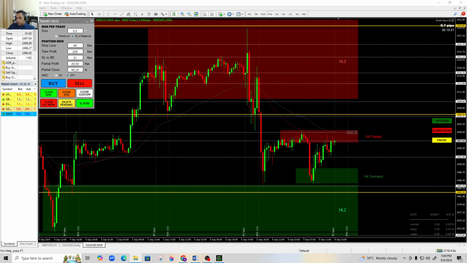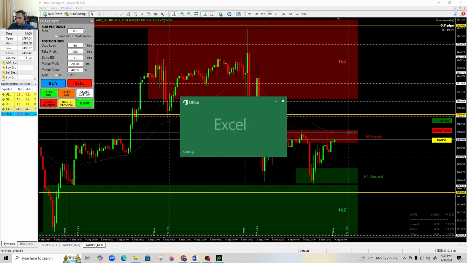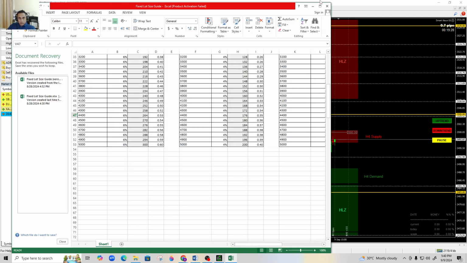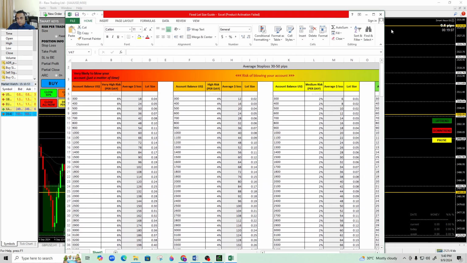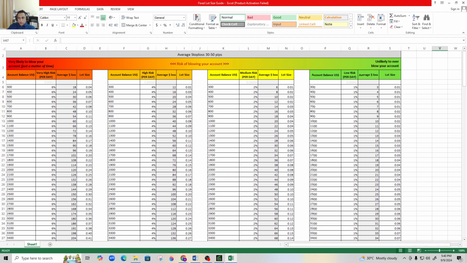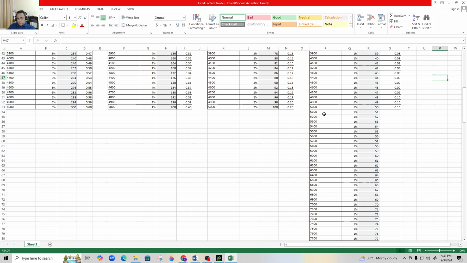So let me show you guys how I have a lot size. I have a fixed lot size guide. Let's get rid of this, this is not important.